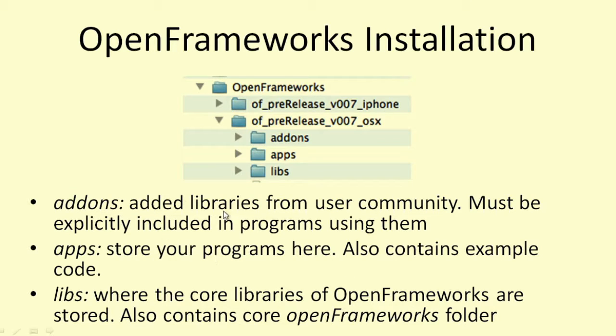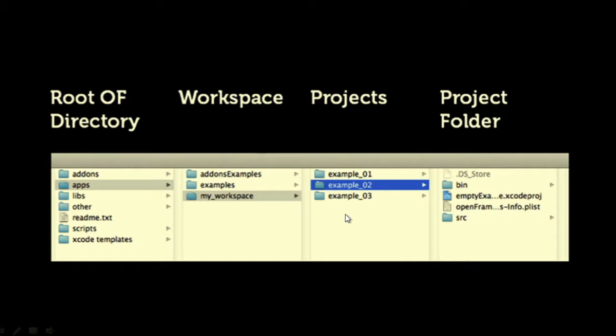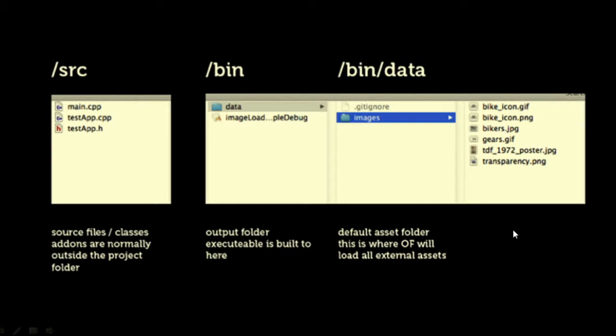So yeah, anyway, we just looked at the add-ons folder where we add libraries from the user community. Apps is obviously where our programs get created, because every time we use the project generator, it creates them. And libs is where the core libraries of openFrameworks are stored. And this is just another look. So in openFrameworks, you have apps, examples, add-ons, and libs. And that's more or less the same sort of thing again. So apps, then you have the workspace, then your examples, and so on and so forth. All of these are for macOS, but the structure is fairly similar on Windows.